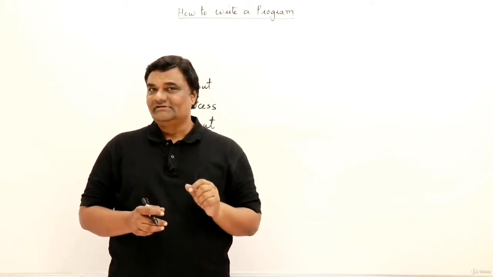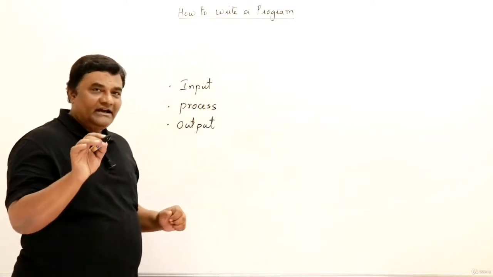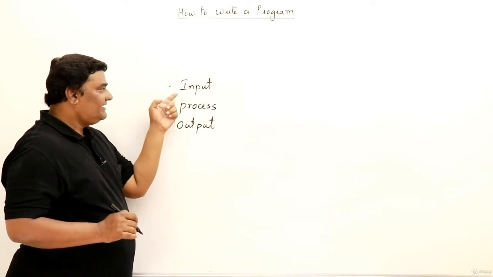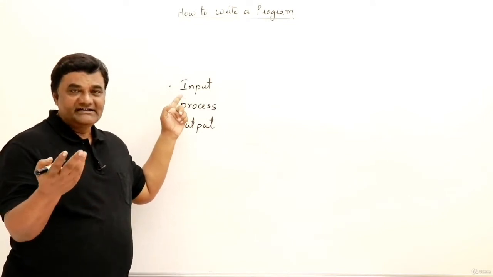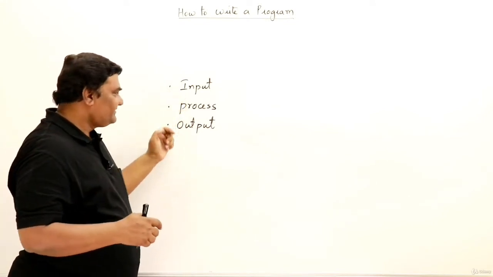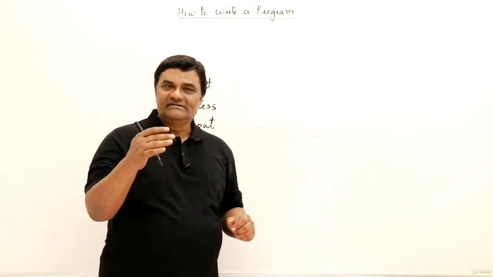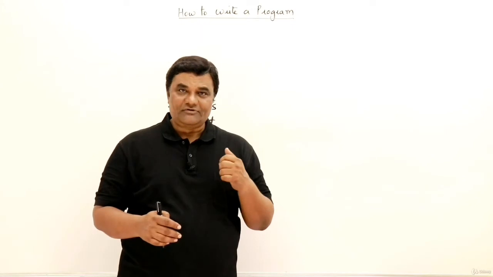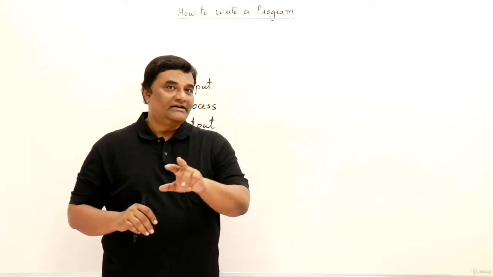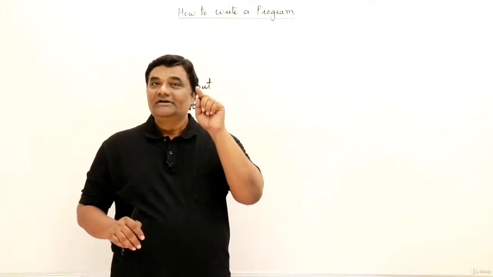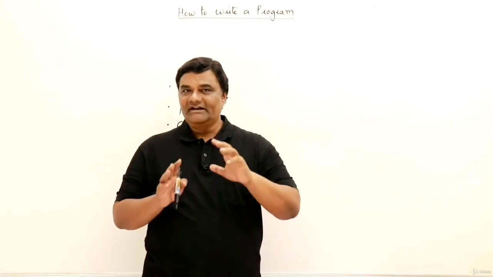So what are the steps? Let us learn. See, every program will have three elements. One is, it will take some input, then it will process, then it will give the output. What is this? See, suppose I am a program. I know how to add two numbers, and you are the user of a program. Imagine this, right?